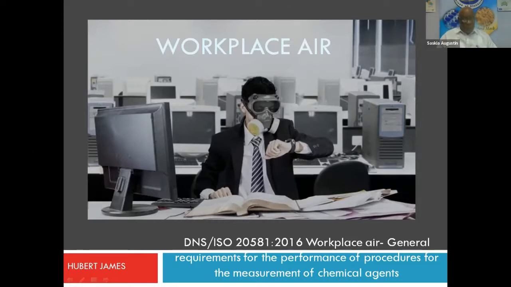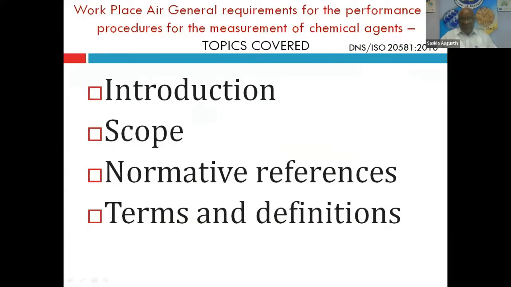So therefore, the presenters before have made my task much easier, and I'm supposed to look at the workplace air, the general requirements for the performance of procedures for the measurement of chemical agents. And it's DNS ISO 2581 of 2016. So therefore, all has been said. I can just go through the slides, which is the introduction, scope, the normative references, terms, and the definitions.